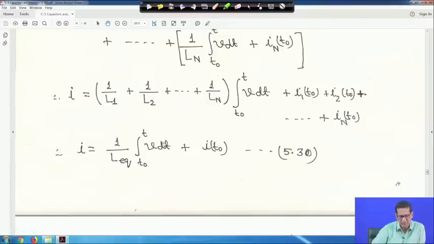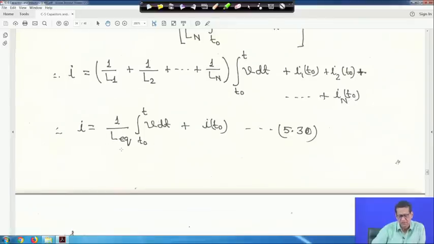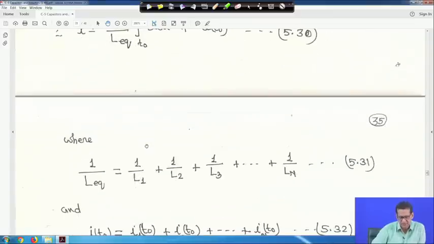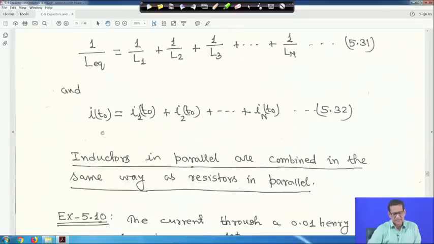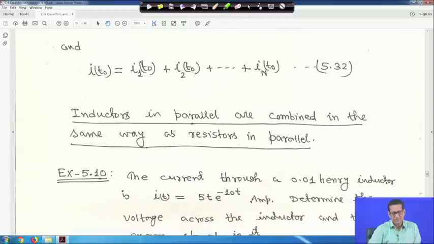Or you can write I is equal to 1 upon Leq integral from t0 to t of v dt plus I(t0), where 1 upon Leq is equal to 1 upon L1 plus 1 upon L2 plus 1 upon L3 up to 1 upon Ln. It is the same as resistances in parallel, where 1 upon Req is equal to 1 upon R1 plus 1 upon R2 and so on. And the initial current I(t0) is equal to I1(t0) plus I2(t0) up to In(t0). This is equation 31 and this is equation 32. So, inductors in parallel are combined in the same way as resistors in parallel.